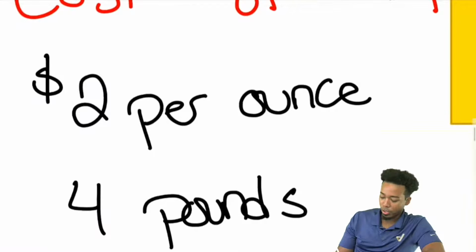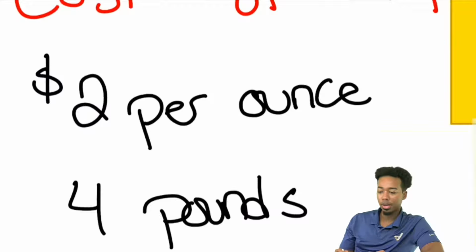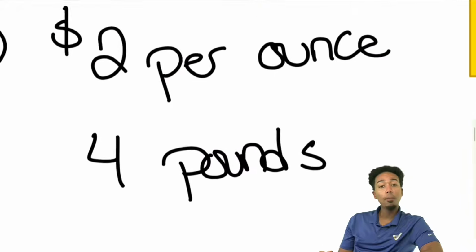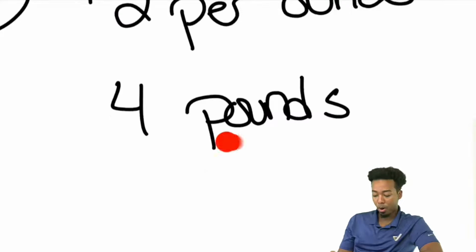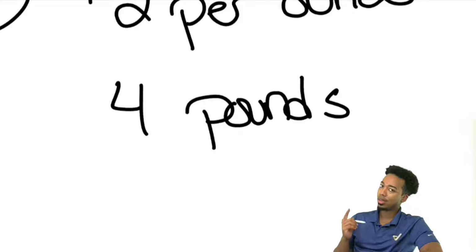Everyone, just go ahead and fill it in the chat box here. It says $2 per what? Right, ounces. $2 per ounce. What measurement were we given? For what? We were given pounds. We are not good to go.